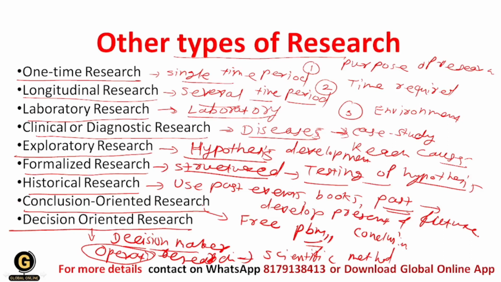I know these two types of research are a bit difficult to understand, but just think of it this way: conclusion oriented research is free for the researcher to think upon ideas, and he is free to pick a problem on his own. He does not need any decision maker. But in decision oriented research, a researcher is not free to make his own decisions. He needs a decision maker for his research. So this is a simple thing, and these are the types of research.